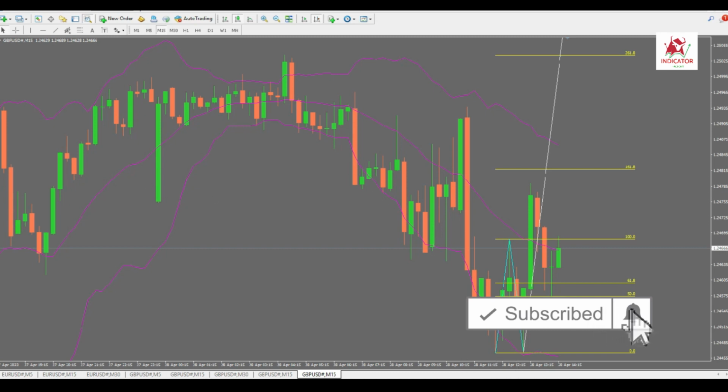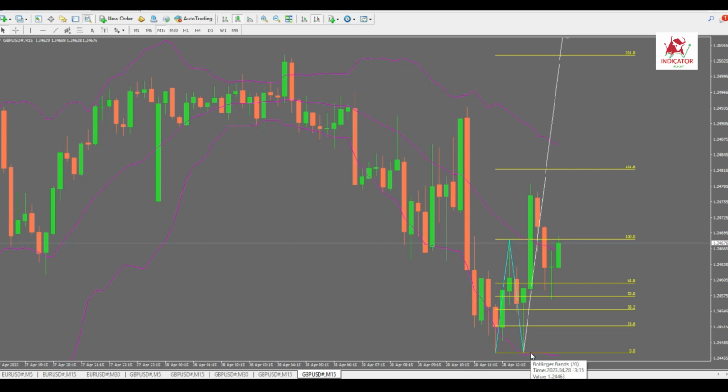If these conditions are fulfilled, enter a sell pending order at the level 100 of the indicator 1-2-3 pattern with target 161 or 261. Place the stop loss 2 pips above the level of 23.6. This scalping system is also good for trading binary options high/low.